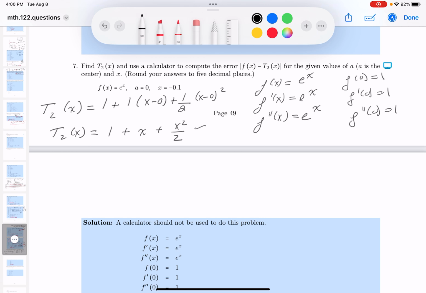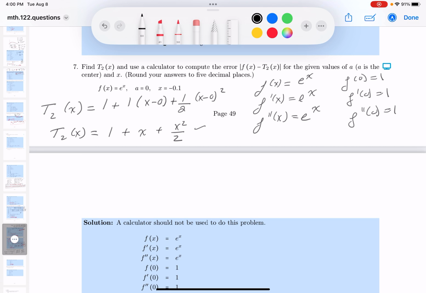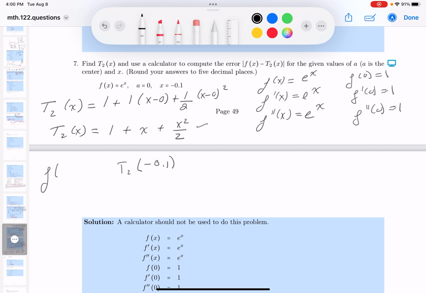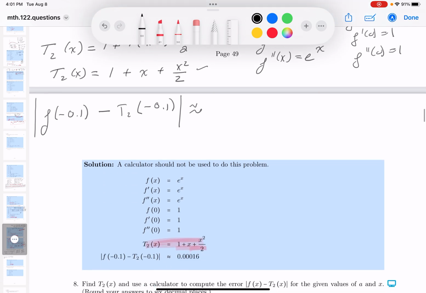I will talk about how to compute this on a computer, by the way. What am I going to do? I'm going to evaluate T2 at, let's see, minus 0.1. And I need to evaluate f of that as well and take the difference. F is e to the x, but I'll just write this down for you. So minus 0.1, subtract it. We're not really concerned about the directional difference between the two, just the absolute value. And you have to do this on a computer. Well, you don't have to do it on a computer, but I suggest you do, and I'll do that.